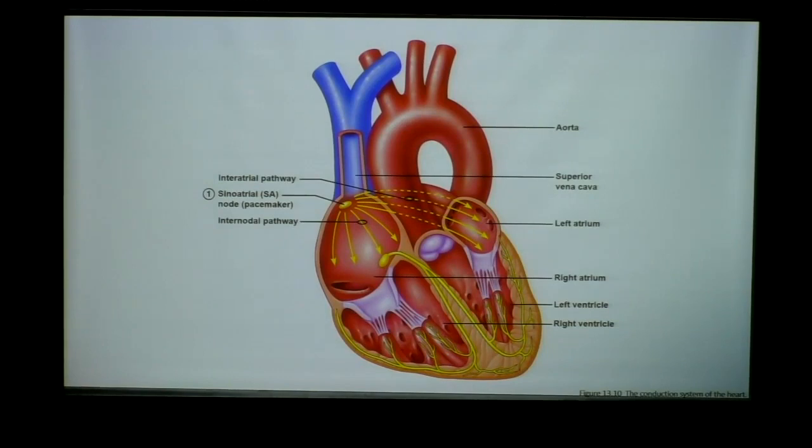Okay, so let's go through the steps here again, just as a revision. So we mentioned that the impulse will start at the SA node. The SA node is at the top of the right atrium. It's going to propagate out to both atria, and it's going to fully allow both atria to contract. Okay. Then it's going to get to the AV node. Right after that AV nodal delay.